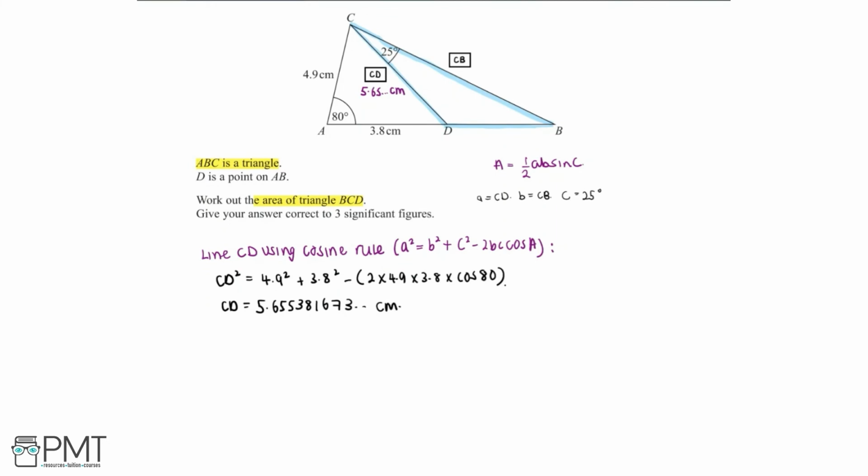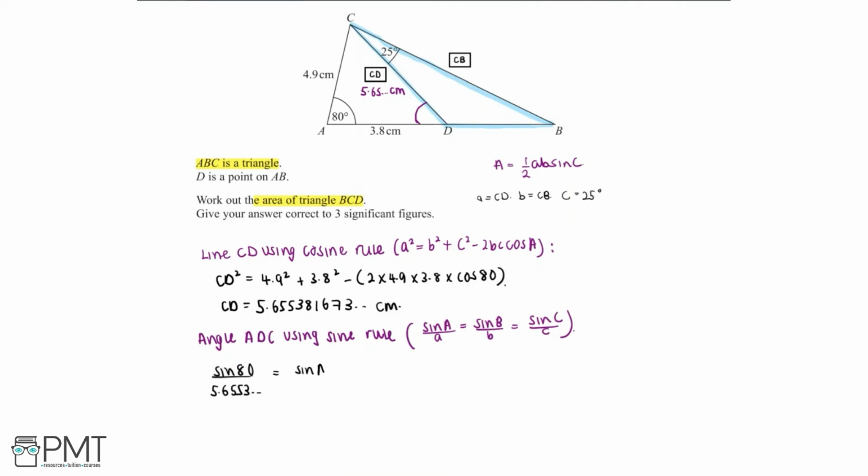Now that we've found line CD, we need to find line CB. We can start by finding the angle CDA using the sine rule. We can say that sine 80 over 5.6553 is equal to sine ADC over 4.9.